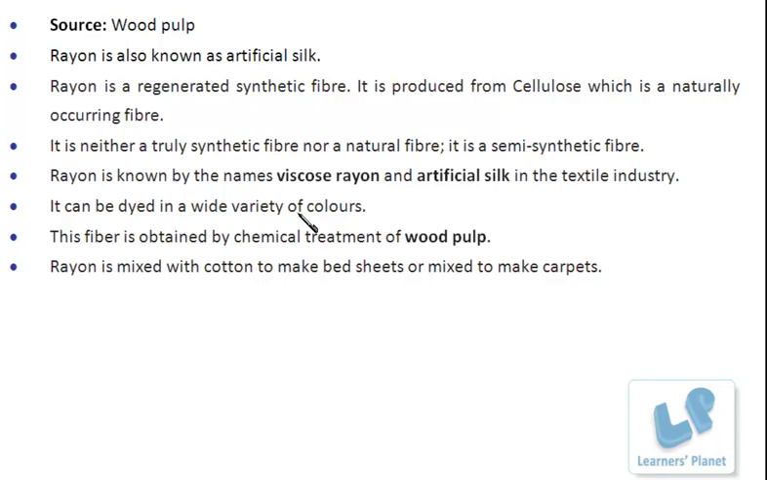It can be dyed in a variety of colors. The cellulose has no color. If you want a colorful fabric to be made from it, it should be dyed. So it is dyed in a wide variety of colors. This fiber is obtained by chemical treatment of wood. Rayon is mixed with cotton to make bed sheets and also to make carpets. So rayon is used for making bed sheets and carpets. It is mixed with cotton. It can be mixed with, say, Orlon, another fiber, to make carpets. Right?